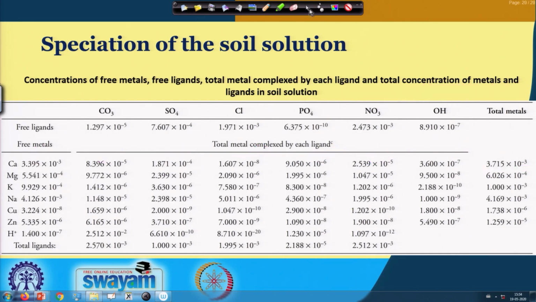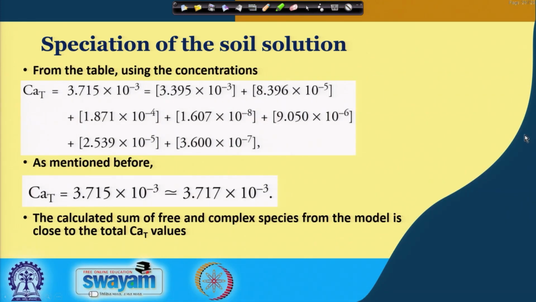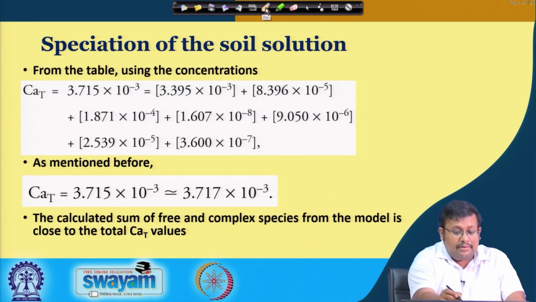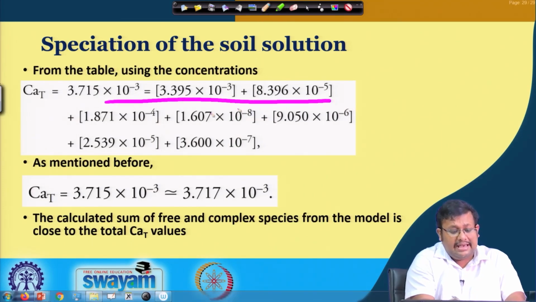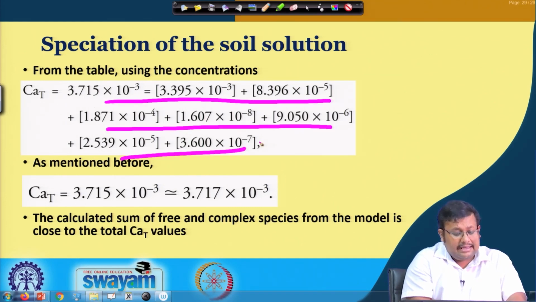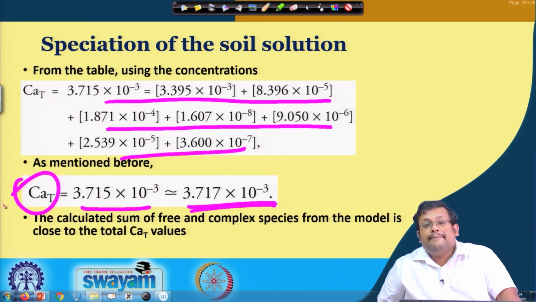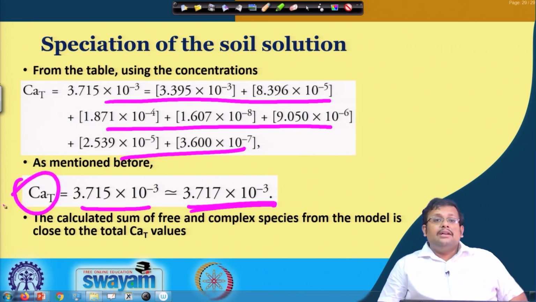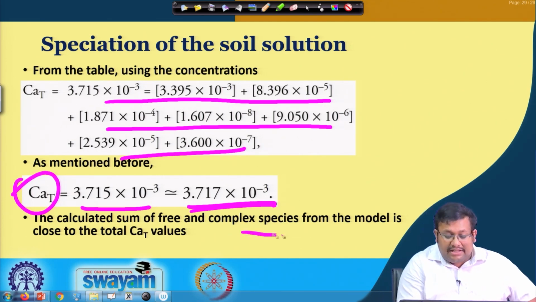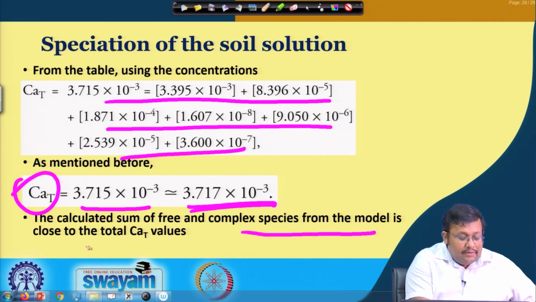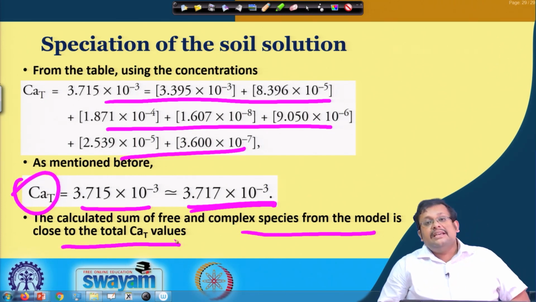So, if we input all these values, we can see that the calculation comes to around 3.715 × 10^-3, which is almost equal to 3.717 × 10^-3, which is the value of CAT. So, this is how we calculate the sum of free ions and complex species from the model, and then we can see that it is close to the CAT value.